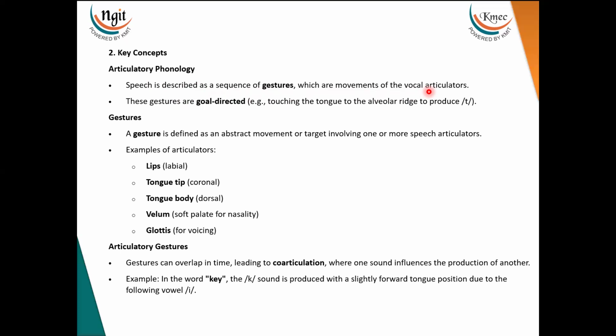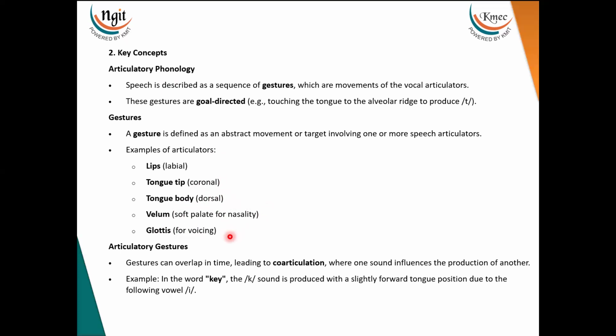Gesture. A gesture is defined as an abstract movement or target involving one or more speech articulators. Examples of articulators: lips, for bilabial sounds; tongue tip, the coronal; tongue body, that is dorsal; velum, the soft palate, for nasality; and glottis for voicing. These are the various articulators involved in speech production.